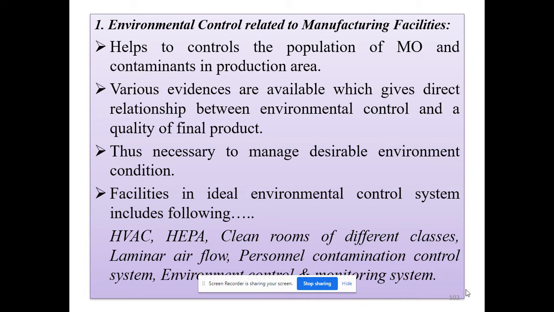Okay, first one, environmental control related to the manufacturing facility. It helps to control the population of the microorganisms and the contaminants in the production area. If we are able to control the environment of our working area, then definitely we are able to control the population of the microorganisms and the contaminants in the production area. जर आपण environment control करू शकलो तर आपण मायक्रोऑर्गॅनिझमच्या पॉप्युलेशनलाही कंट्रोल करू शकतो, आपण कंटॅमिनंट्सच्या पॉप्युलेशनलाही कंट्रोल करू शकतो.